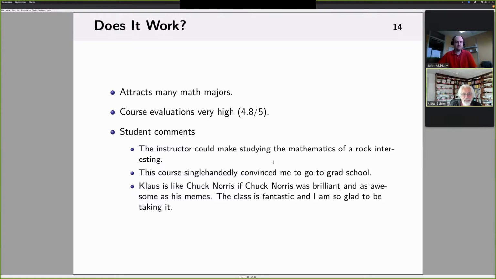And if you look at some of the student comments over the years, some of them are quite amusing. I do not know how to make the mathematics of a rock interesting. I have no idea how to do that. And the martial arts reference there makes no sense unless you know that I used to teach martial arts at Carnegie Mellon. So the undergrads have all these wild fantasies.